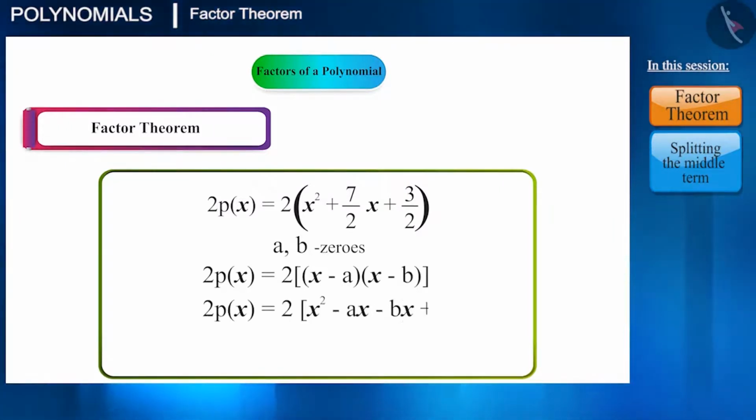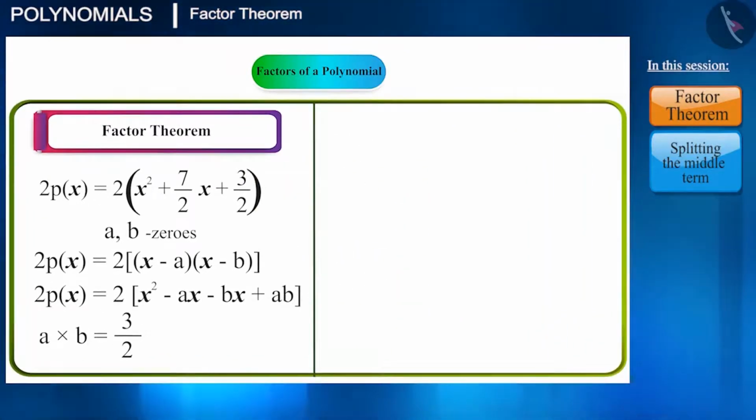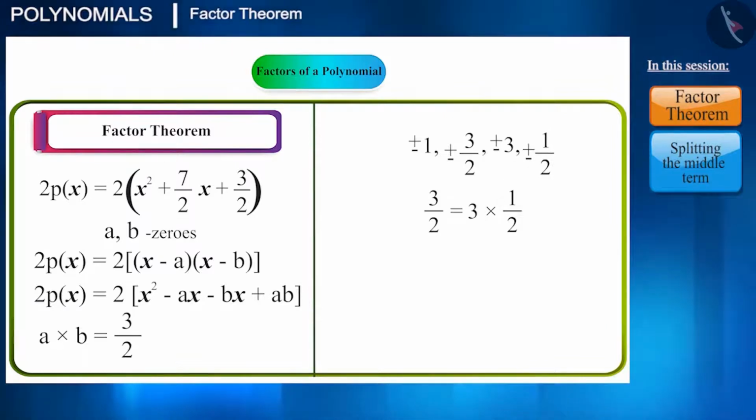And here, you can see that the constant is ab. That is, for this polynomial, ab is 3 by 2. So we will find 2 numbers a and b whose product is 3 by 2. First of all, plus or minus 1 and the number itself, that is plus or minus 3 by 2, are the factors. Also, 3 by 2 can be written as 3 multiplied by 1 by 2, that is, plus or minus 3 and plus or minus 1 by 2 will also be factors.